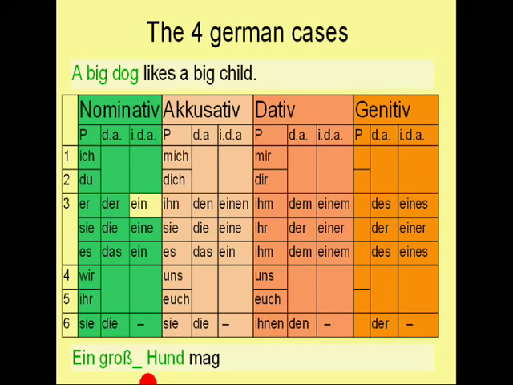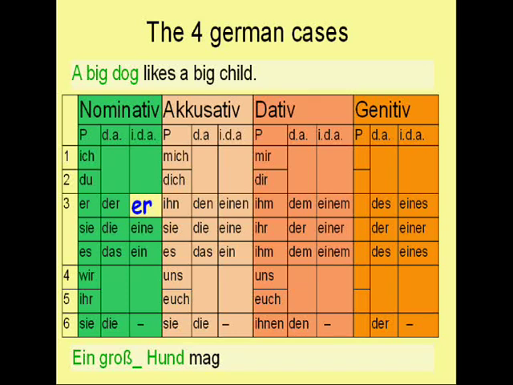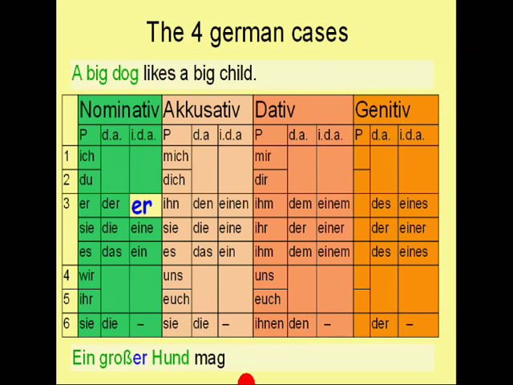So do you remember the adjective ending that belongs to the indefinite article ein? It was er. So let's add it to the adjective. Now we have the correct start of the sentence. It starts like this: Ein großer Hund mag.